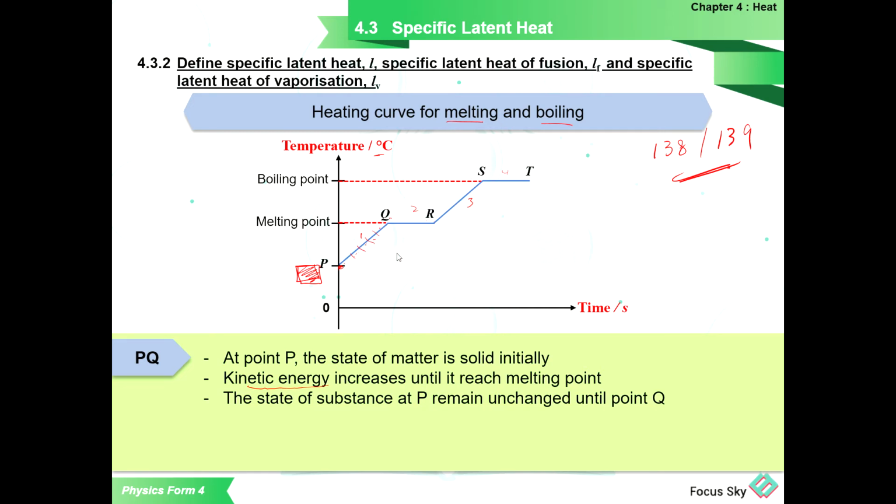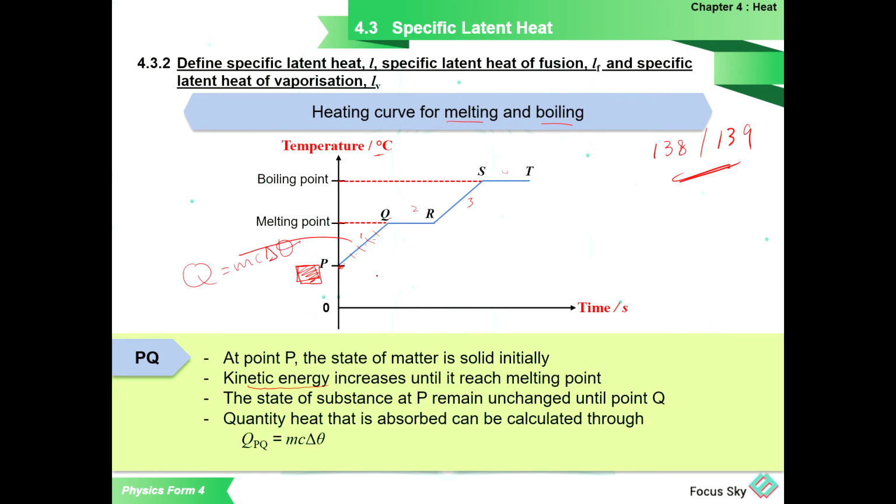Okay, ada tak perubahan? Temperature adalah. Ini let's say 10, ini let's say 20. So ada perubahan temperature. So ini bukan kita belajar latent heat. Ini kita belajar sebelum ni. Q equal to mc theta. Okay, then what happened here?